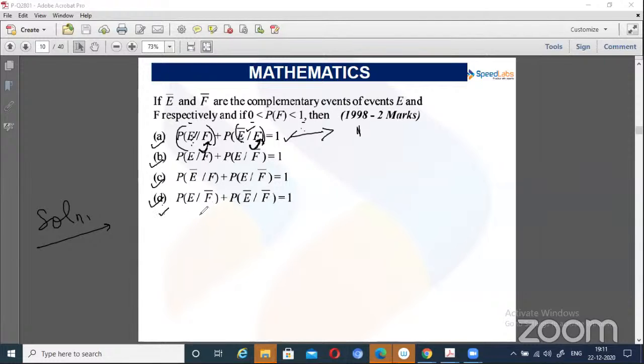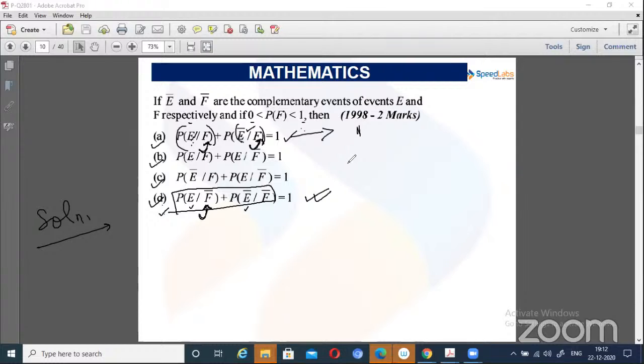When F has not happened, that is the platform given to you. Then E has two options. Either it will happen or it will not happen. And that will add up to 1. So A is correct and D is correct. P of E by F plus P of E by F complement is equal to 1.